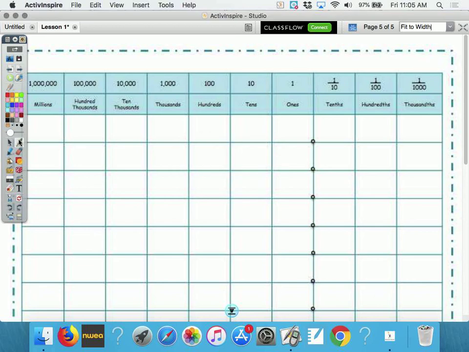All right, boys and girls, so today we're going to practice multiplying and dividing across the place value chart, okay?